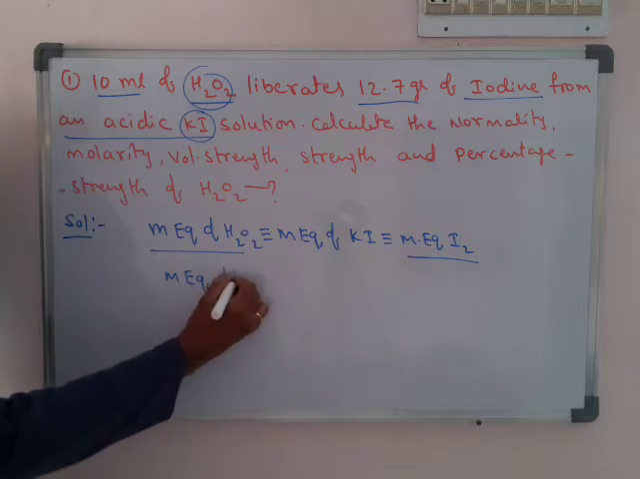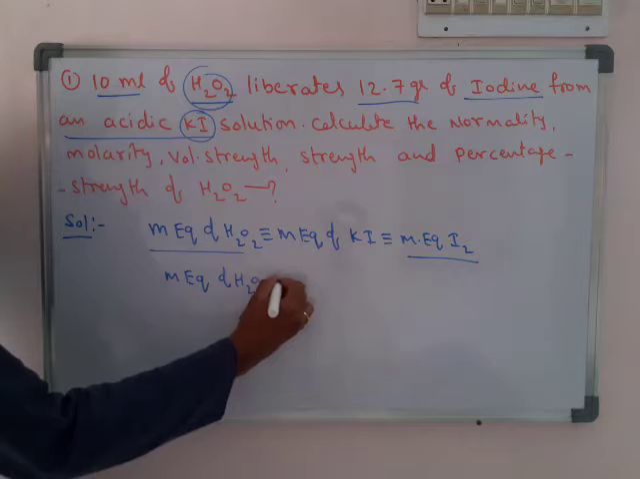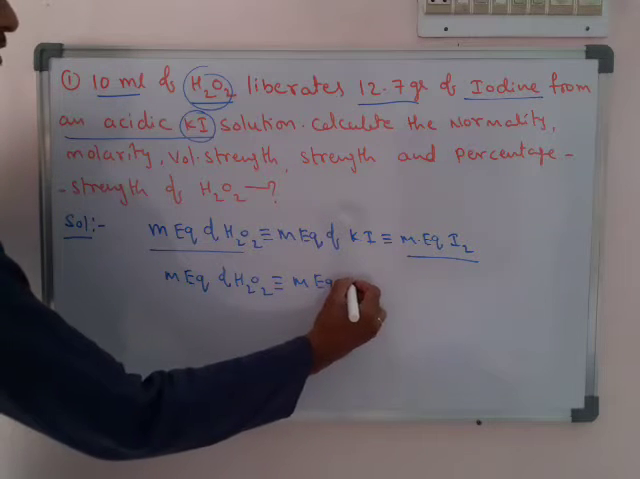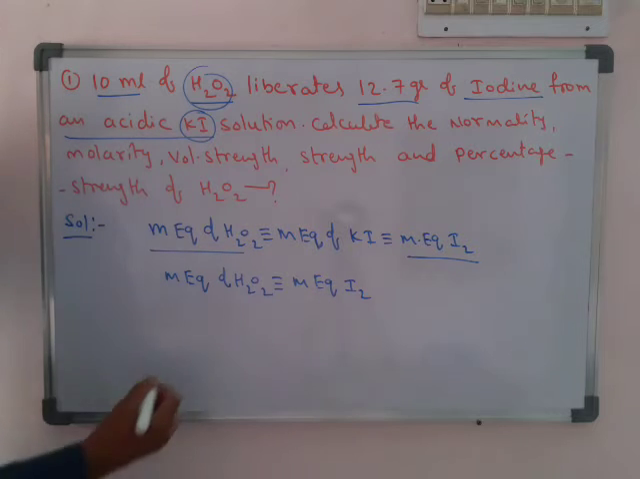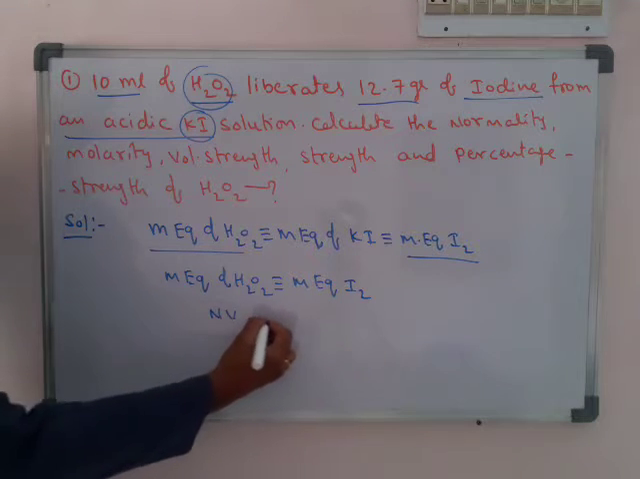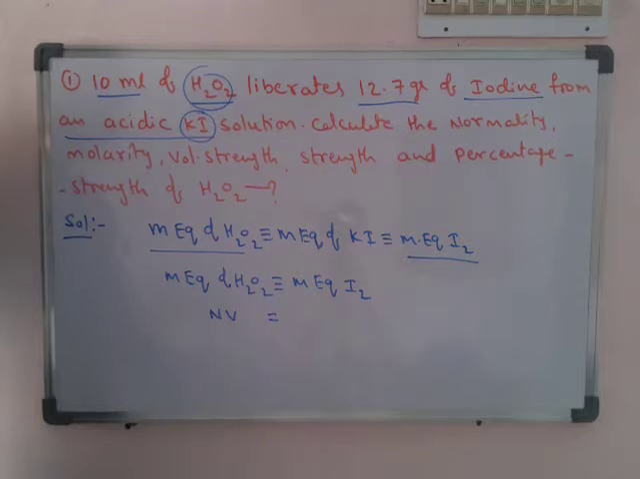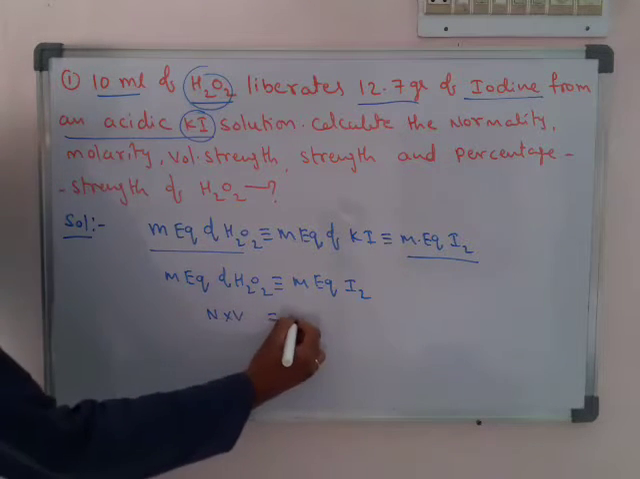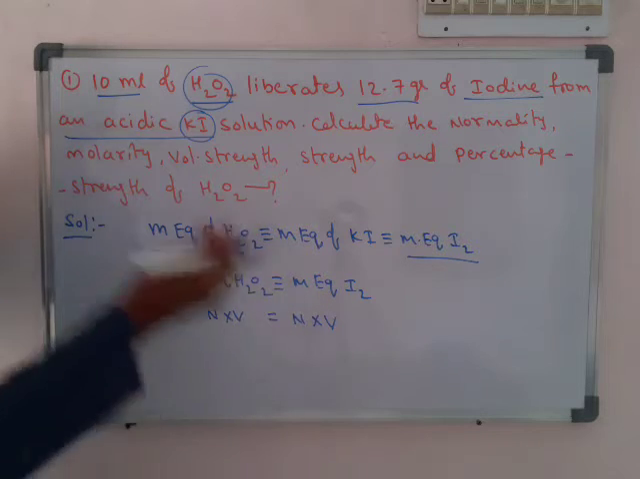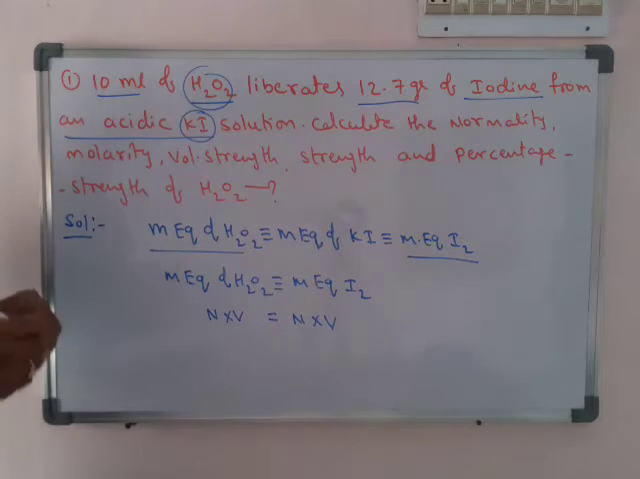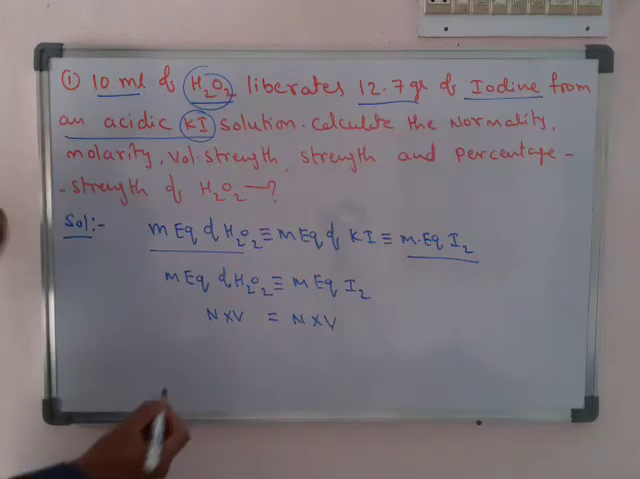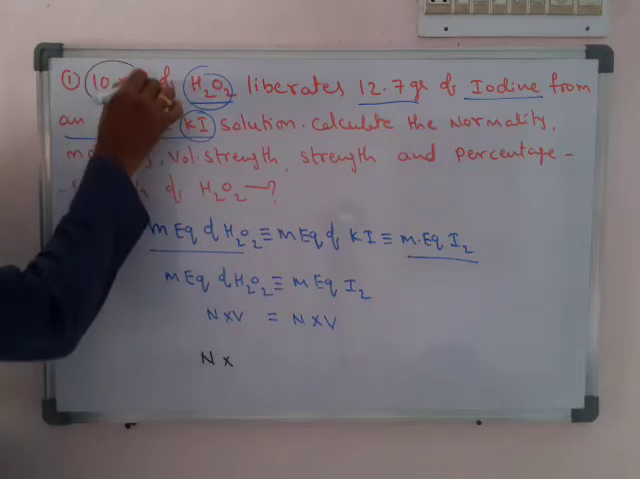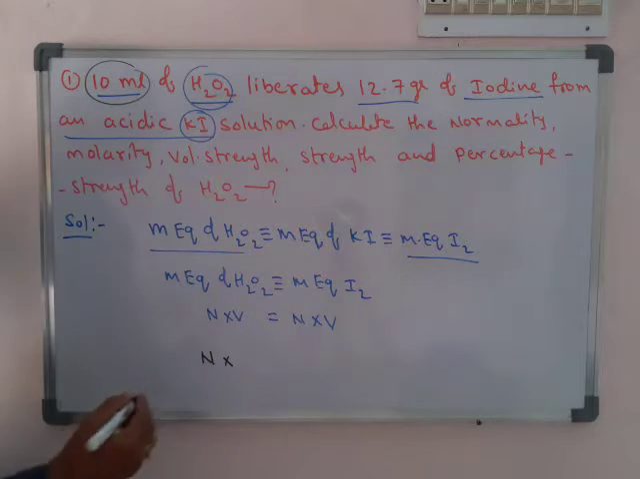So milli equivalents of hydrogen peroxide is exactly equal to milli equivalents of iodine. Milli equivalents mean normality into volume. We can take N1V1 equal to N2V2. I have to find the normality of hydrogen peroxide. How much volume is reacted? It is just 10 milliliter.